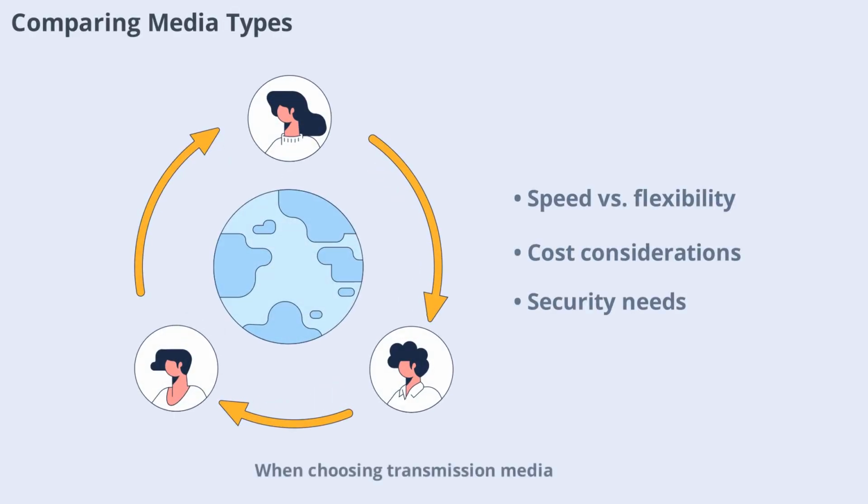When choosing transmission media, it's important to consider factors like speed, cost, distance, and security. Guided media generally offer higher speeds and security, while unguided media provide flexibility and ease of installation. The best choice depends on the specific needs of the network, such as the environment, budget, and required performance.